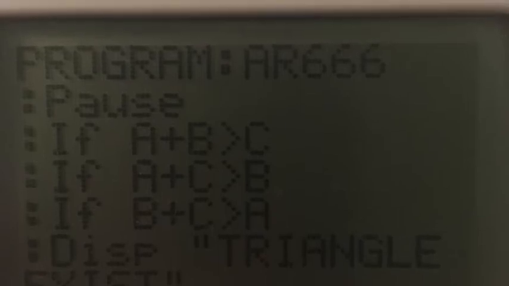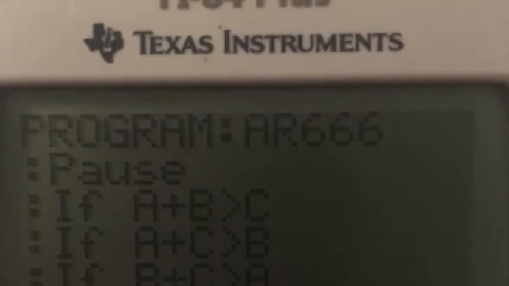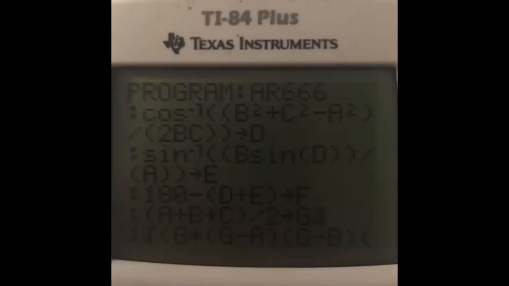However, if the sum of two sides is greater than the third side, then a triangle does exist, and it will continue to find the interior angles along with determining the type of triangle. Due to the fact that you have all three sides, the law of cosines will help you find angle A, in this case stored as D.